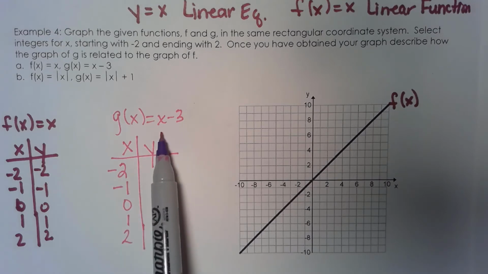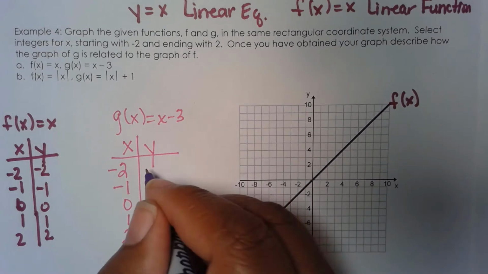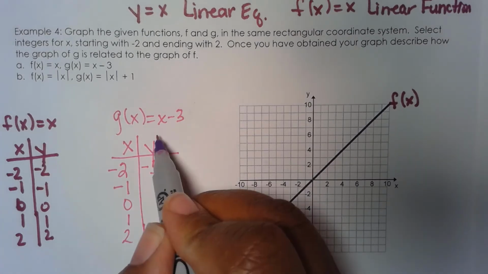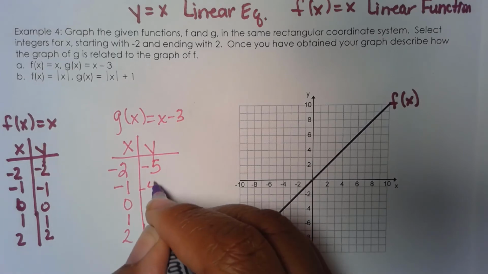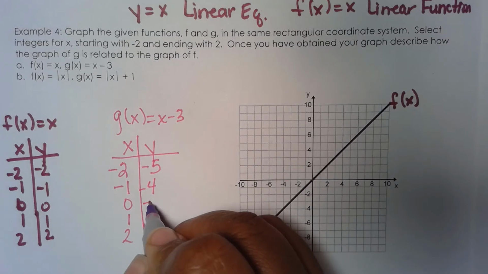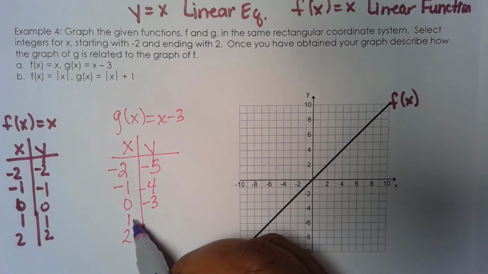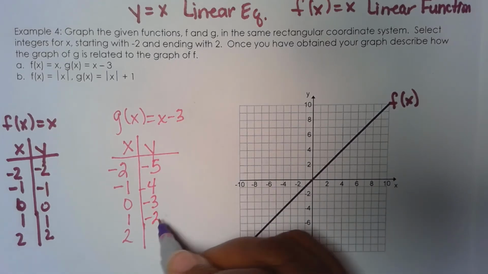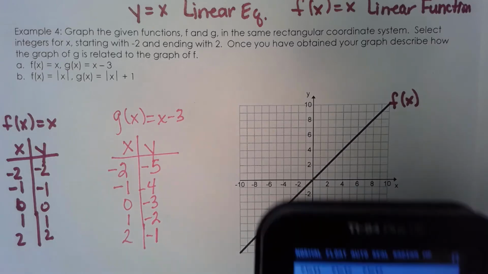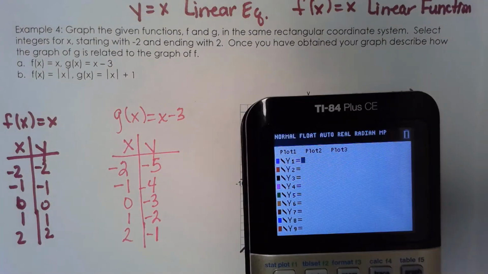Plug -2 in for x. -2 minus 3 gives us -5. Then substitute -1 in for x. -1 minus 3 gives us -4. Then 0 in for x. 0 minus 3, we have -3, and we can keep going. Then 1 minus 3, that's -2. 2 minus 3, that's -1. Now that's working this out by hand without a calculator.